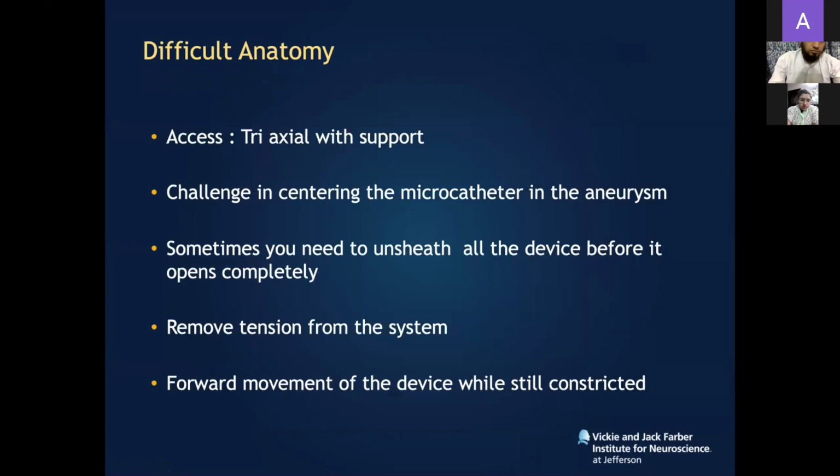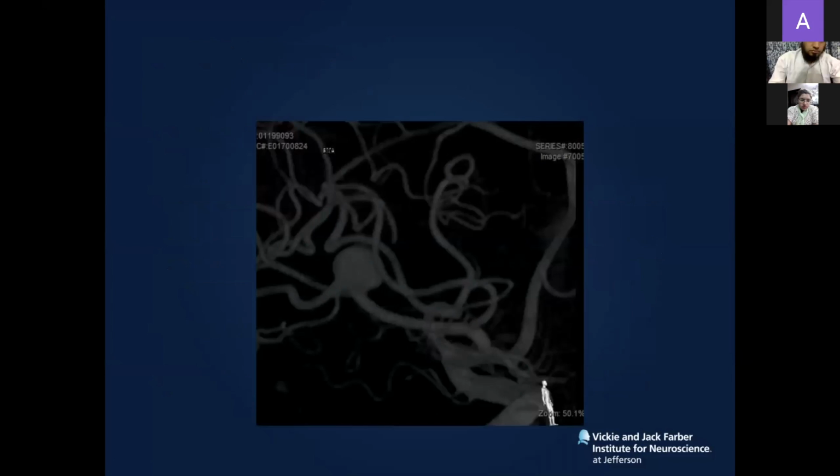That's why when I proctor WEB at the beginning, the first cases I recommend always to have a lot of support, have a triaxial system, because you don't want to worry about that when you're using a device for the first time. Sometimes it's challenging in centering the microcatheter, and this is important. As you know, those are big catheters. We still don't have small catheters for small WEBs in the US, but they exist in Europe. And sometimes you need to unsheath the device completely before it opens completely, and then you decide what to do. There is always a forward movement of the device when you're coming up.